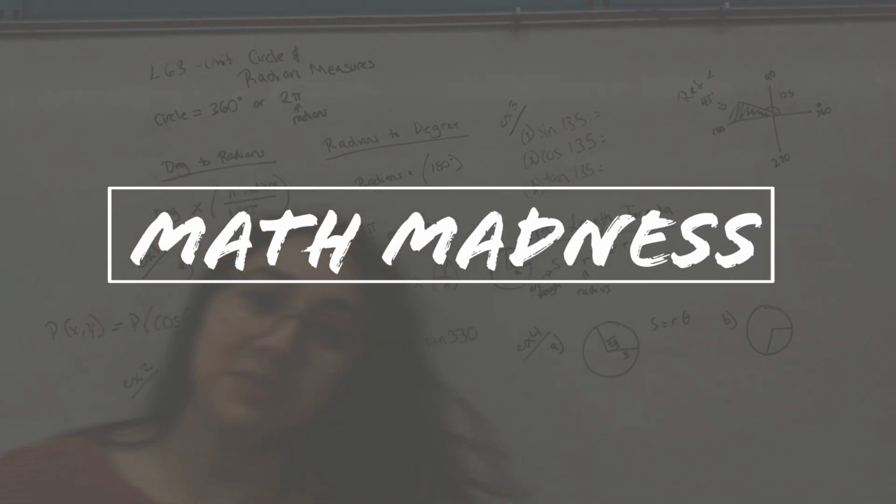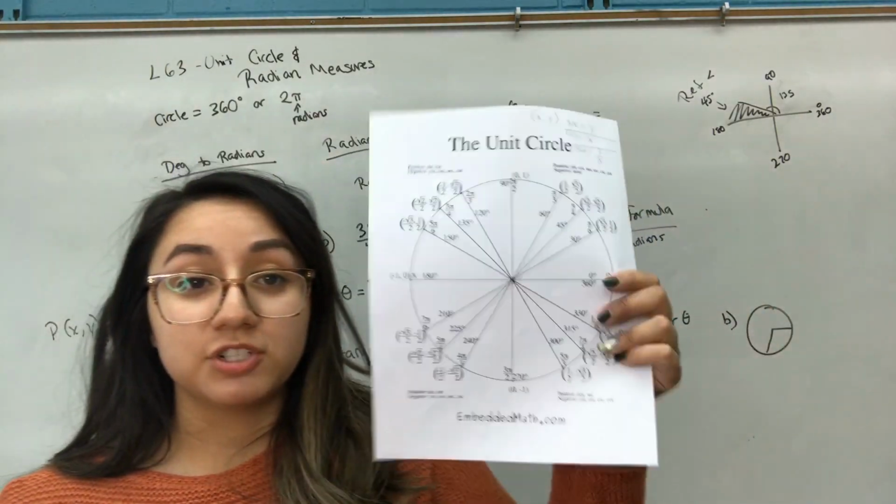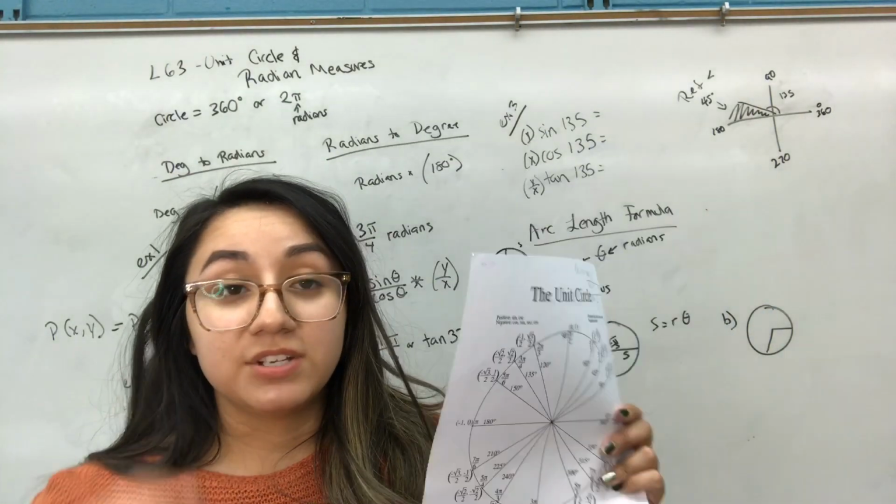Welcome to Algebra 2. Make sure you have your books open to this lesson right here. Lesson 63, we're learning about unit circles. Make sure you have this in front of you. This is your unit circle. This will be your best friend for trig. This helps you a lot with dealing with these problems.